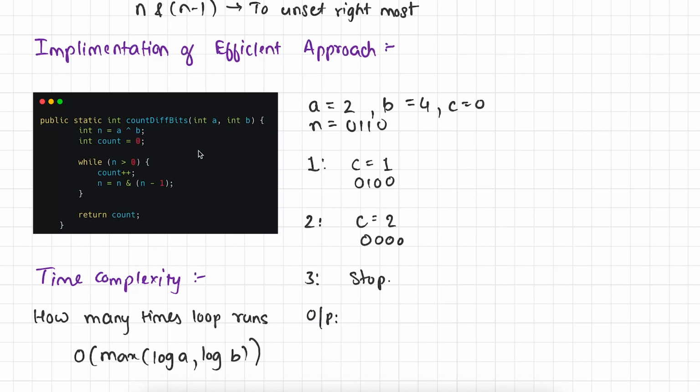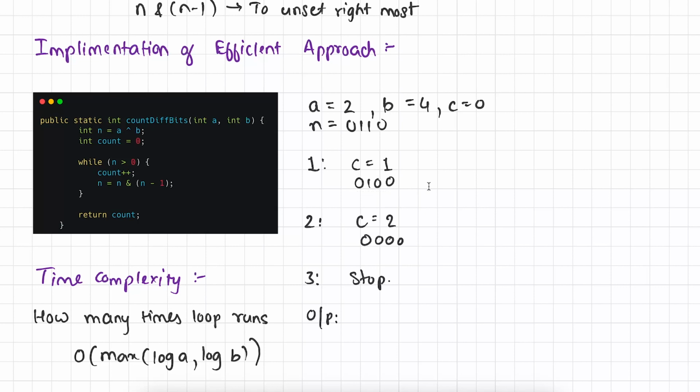So let's quickly dry run this code and see how it works. For a equal to 2 and b equal to 4, the initial value of count is 0. After we perform the XOR operation, our n becomes 0110. Clear? Now our loop begins. In the first iteration, the value of count becomes 1, and after performing Brian Kernighan's algorithm, the rightmost set bit becomes unset, so the binary representation reduces to 0100.